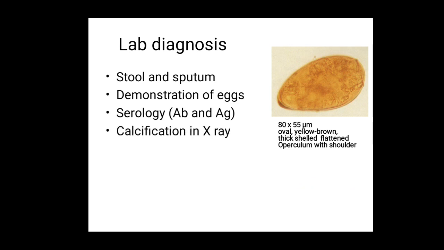Incidentally, the worms may get calcified in the lungs, and those also can be detected in the X-ray of lungs, or even other radiological investigations like CT, ultrasound, and MRI can all detect the worm, a calcified spot in the lungs.